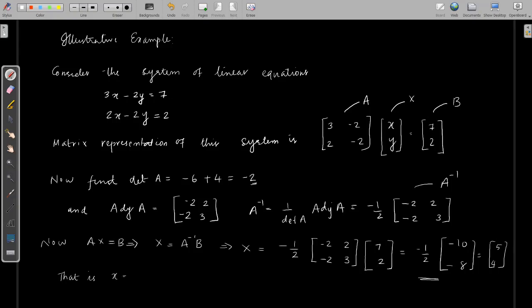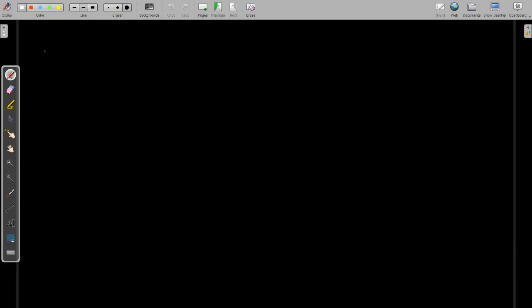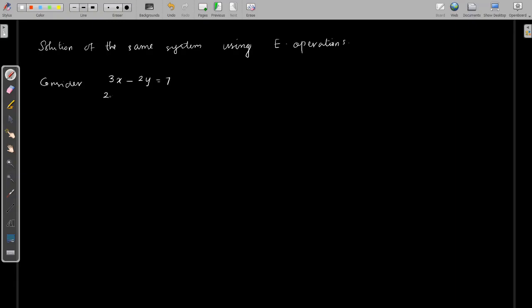When you substitute these values in the given equation, you will get the identity. Now we will explain how we get the same solution using elementary operations on the coefficient matrix and the matrix B. For that, we consider the same equations 3x minus 2y equal to 7, 2x minus 2y equal to 2.